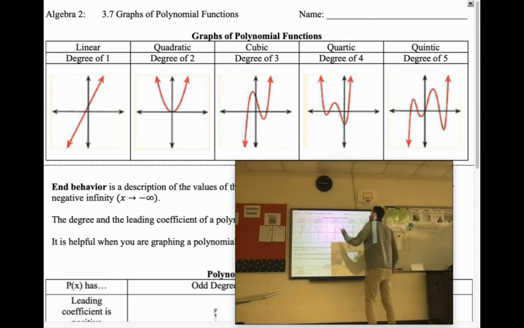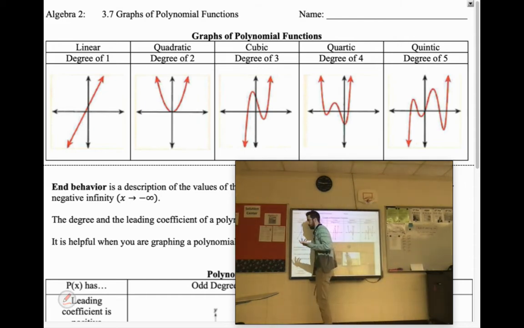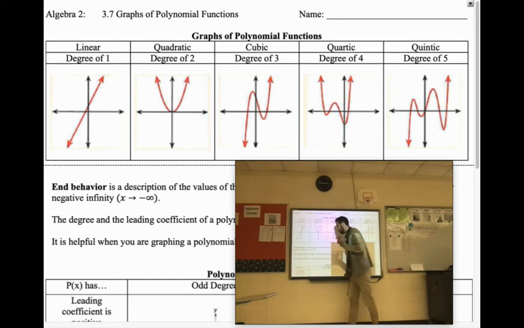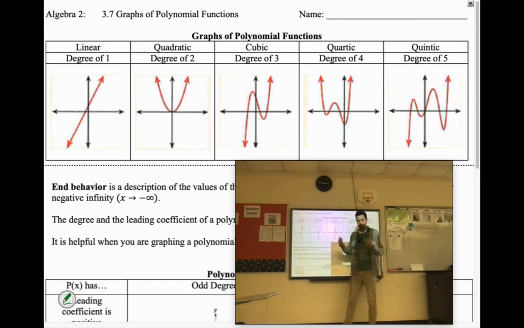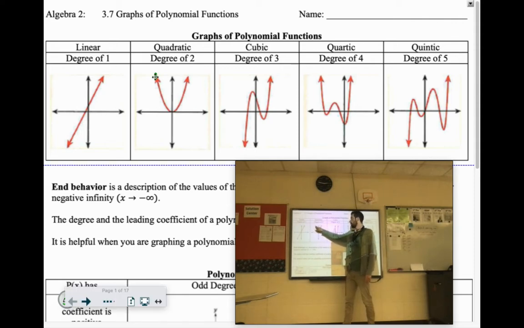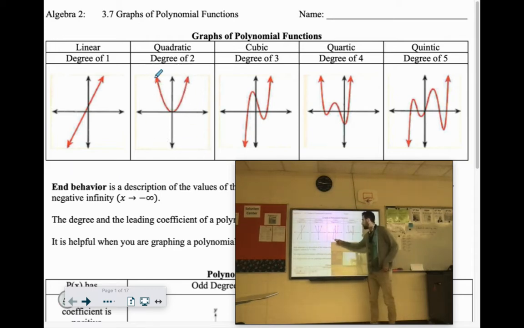All right, so linear, you have seen these with the parent functions. Linear has a degree of 1. It starts in the bottom left and rises up and to the right. Quadratic, we had all of chapter 2 on quadratic functions. It's a parabola, starts up top, curls down, and then curls back up. Cubic, the third degree, does a little swirl.